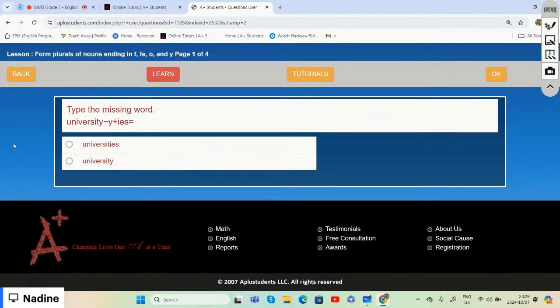What is our answer? One university. If you want to show that there's more than one, do we say it's universities, option one, or do we say it's only university, option two? Remember, we're showing that there's more than one, the plural form of university.